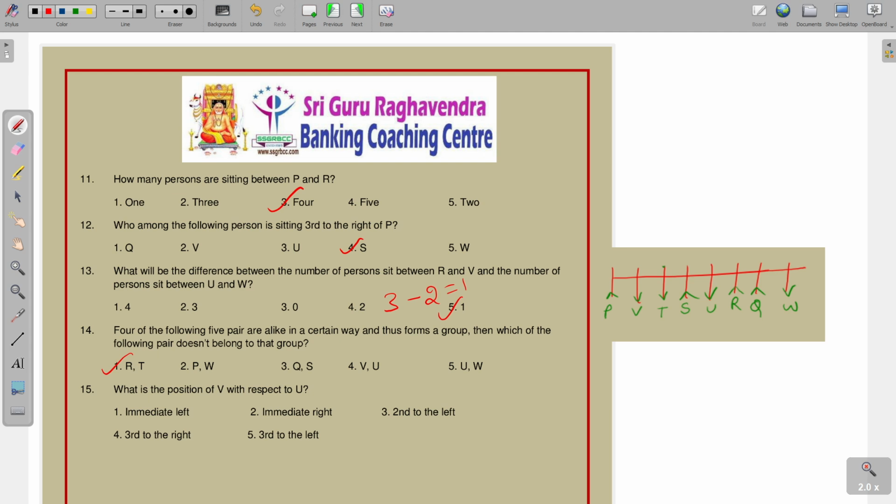What is the position of V with respect to U? So V with respect to U: from U, 1, 2, 3, it is third from the right of U.